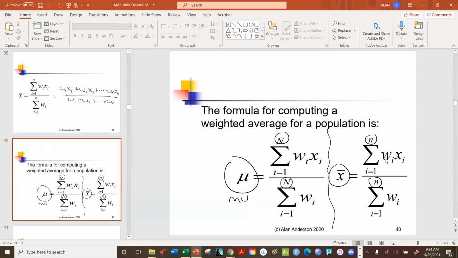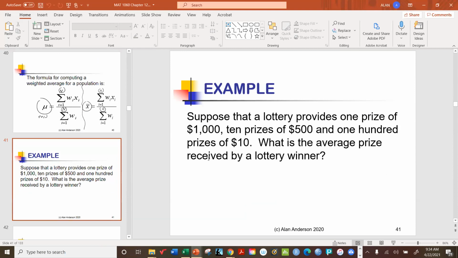So we went through that, and this one again has a formula for both samples and populations, but they both represent the same thing. The example we did was the lottery. Remember, we had different prizes: a $1,000 prize, 10 prizes of $500, and 100 prizes of $10. The average of all of these requires a weighted average because there are different numbers of prizes. Rather than adding them up and dividing by 3, we need to take into account the fact that there are many $10 prizes and only one $1,000 prize.